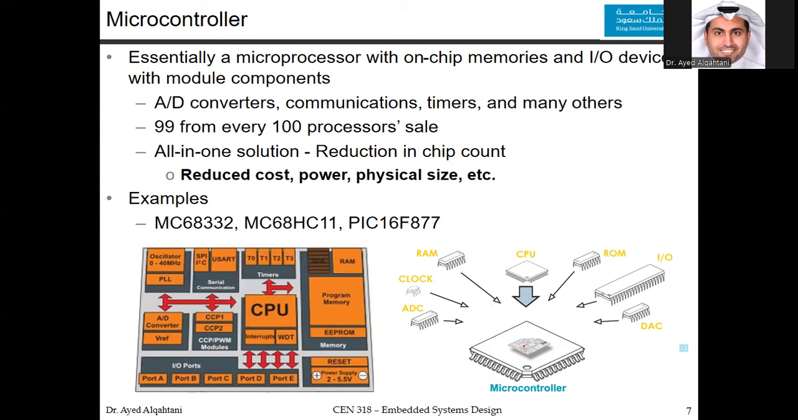Here, inside the microcontroller, you have a CPU, a RAM, a ROM, input and output ports, a clock generation or oscillator, an analog to digital converter, a digital to analog converter, and many other modules. Based on your needs, sometimes you don't want all of these modules, you want only part of them. Also, as you add more capabilities and modules in the microcontroller, the price will be higher.